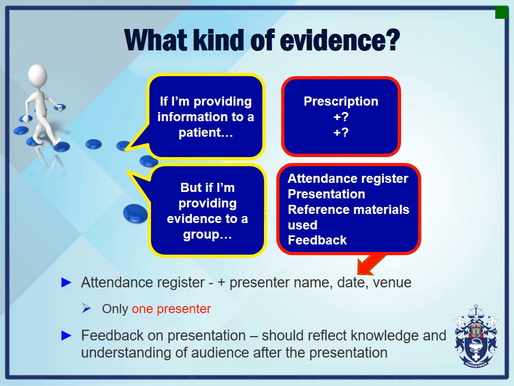In terms of providing information or evidence for a group of people, the attendance register is important, but it must identify the presenter name, the date, and the venue, and it should only be one presenter, not more than one. Feedback on the presentation should reflect knowledge and understanding of the audience after the presentation. So it must be a thorough feedback form to explain exactly what they've learned and what their understanding of that presentation was all about.